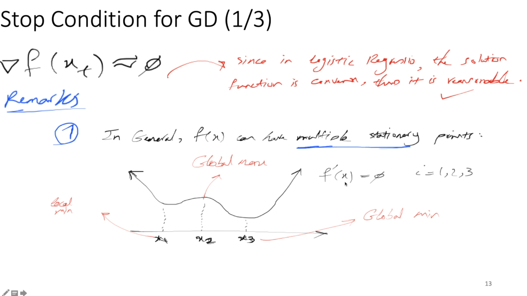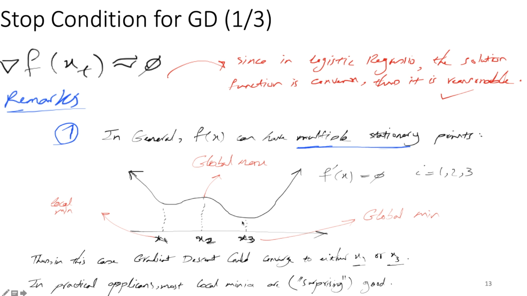And this would confuse the gradient descent algorithm, because one of them was your global maximum, right? One of them was a local minima, and x3 was your global minimum. So in this case, the gradient descent could converge to either x1 or x3, right? Because this would satisfy its conditions.